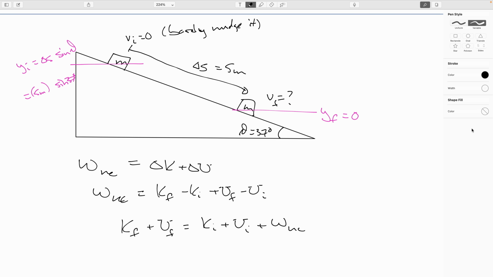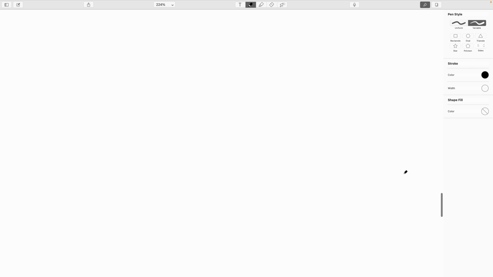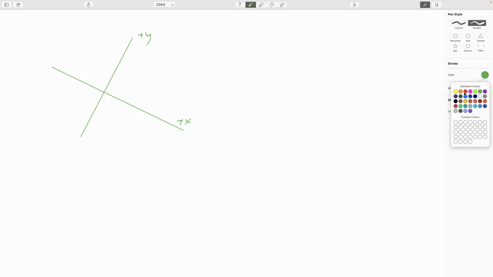Now, with the work done by non-conservative forces, we've got no choice. We have to do Newton's second law on this. No ifs, ands, or buts. Or at the very least, we have to come up with expressions for the work. But you'll see that in this example, we'll have to do some Newton's second law. At the very least, first thing we're going to need to do is draw a free body diagram. So we'll go ahead and follow the first law of inclined planes and tilt our coordinate system to match. All right. Let's draw a free body diagram.